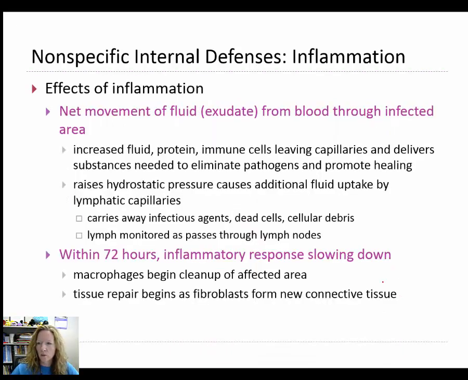So what happens is that within 3 days, the inflammatory response is going to slow down, and this is when the macrophages are going to come in and clean up the area. And then that's also whenever we're going to start to have some new tissue repair. So tissue repair is going to occur to go in and, of course, patch up that little wound that we are going to have.